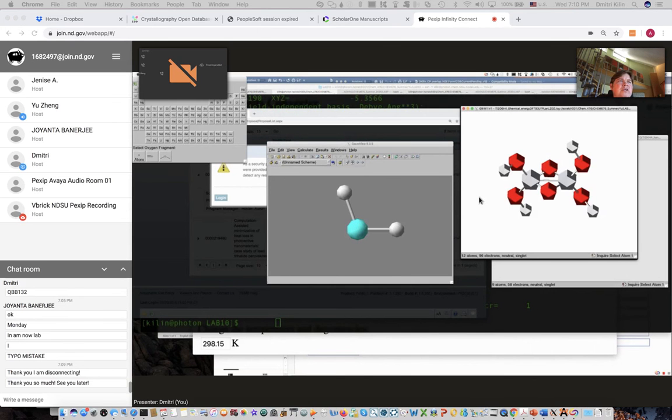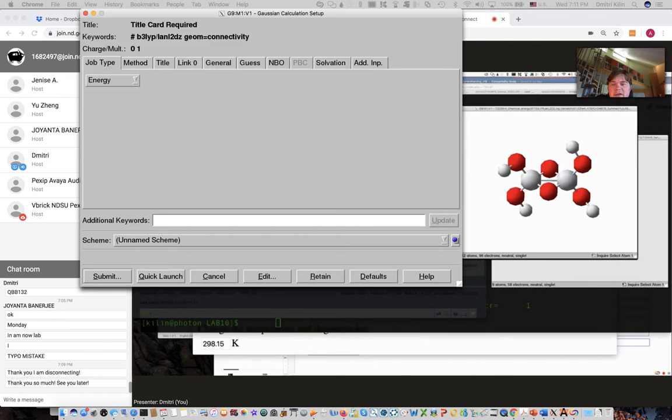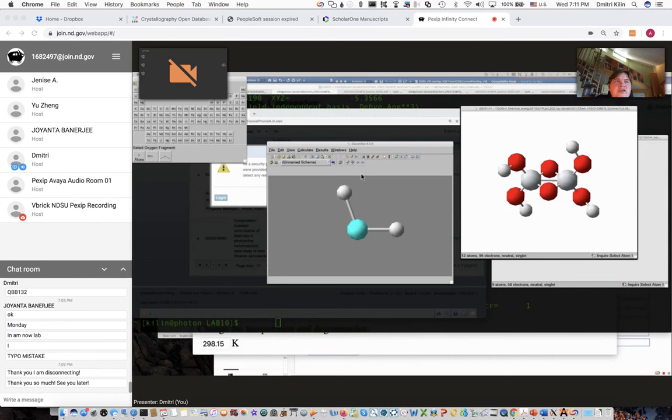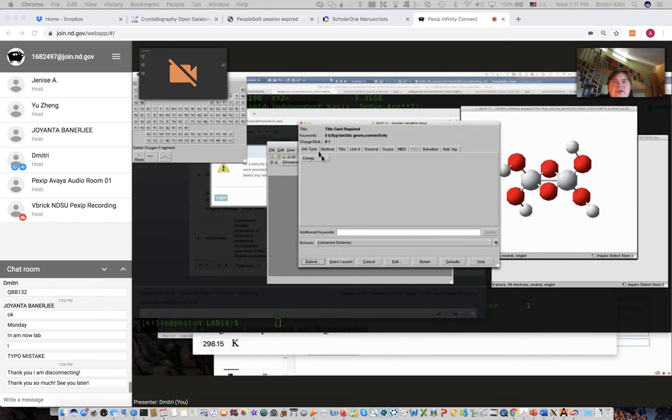It looks like you were doing single point rather than optimization, by the way. I don't remember if you were doing it or I was doing it, but whoever of us was submitting the job, I have a suspicion that it was energy rather than optimization. And for DFT, we need to select optimization. For DFT, we have to select optimization. Yes, to change geometry.